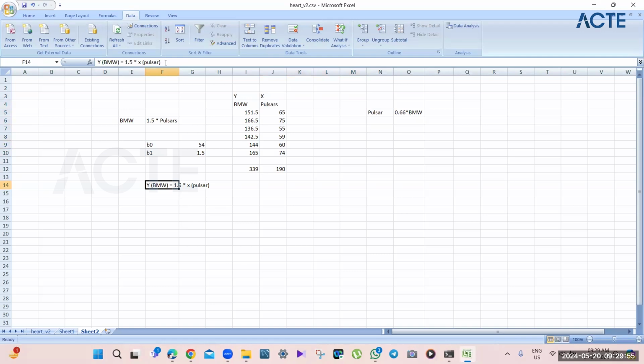So it will be 1.5 into Pulsar plus, let's say, 2.5 into some other, some other Honda, some other thing, something like that. So this is a multiple linear equation. Linear regression is the same. Why linear? Because at the end, it has to be a line. But it is either simple or multiple based on how many variables you are considering.